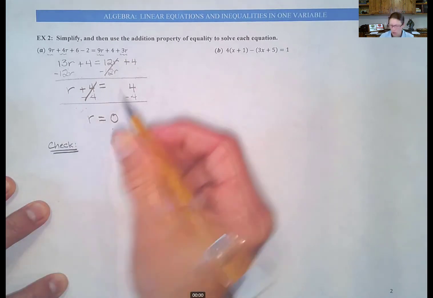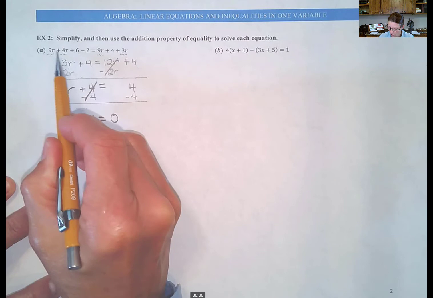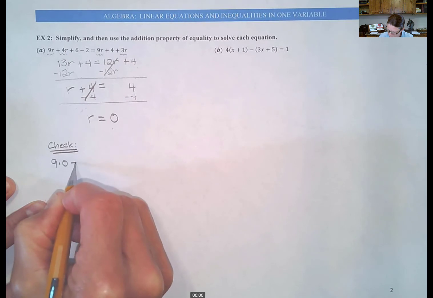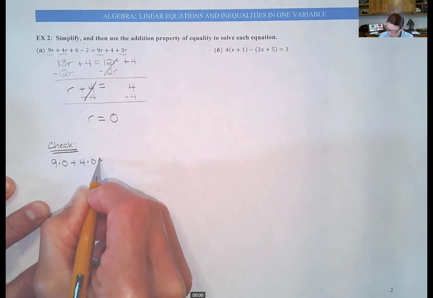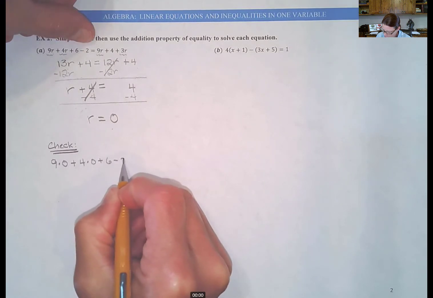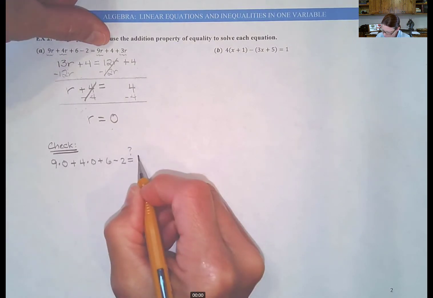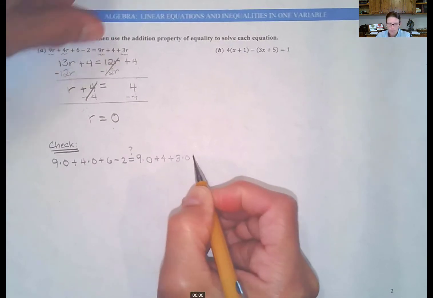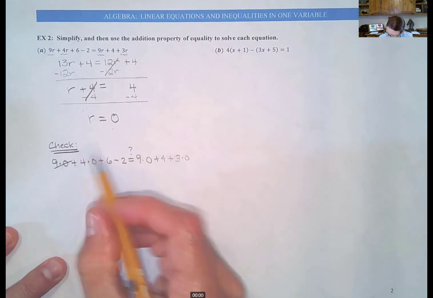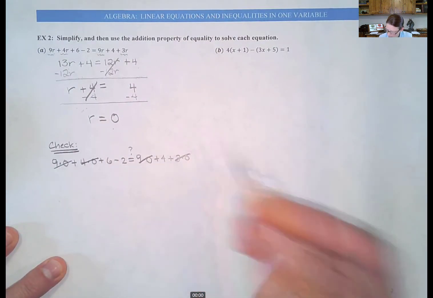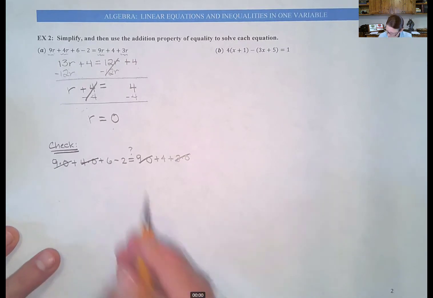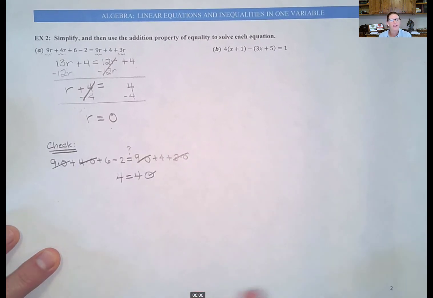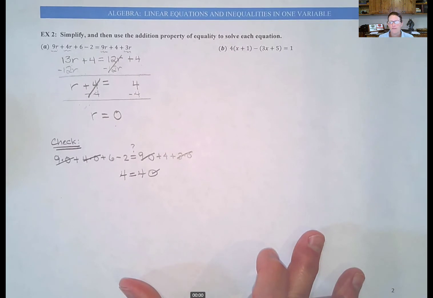Remember to always check in your original equation. So up here we'll replace r with 0 everywhere we see it. Is 9 times 0 plus 4 times 0 plus 6 minus 2 equal to 9 times 0 plus 4 plus 3 times 0? Well, this is going to work out nicely because 0 times anything is 0. So we've got 4 terms that are zeroing out. On the left, 6 minus 2 is 4. On the right, we've got 4, and that's a true statement, and we're feeling really confident right now about our work.